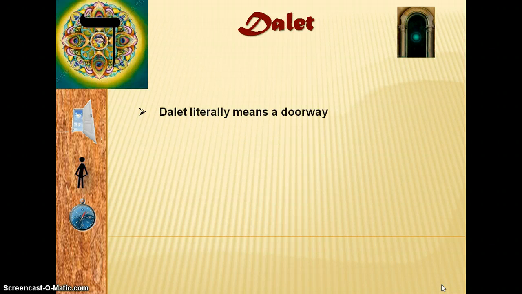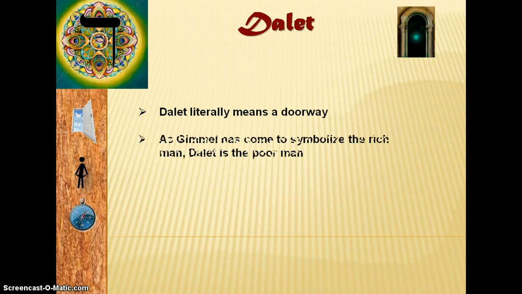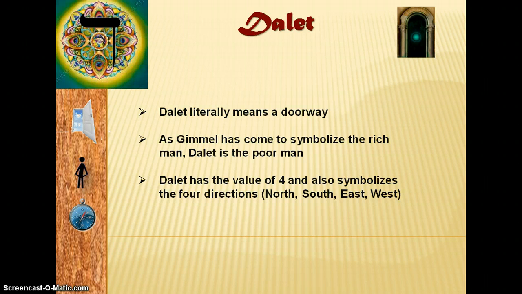Dalet literally means a doorway, and that doorway is the doorway to Yahweh's house. Gimmel, which has come to symbolize the rich man, is the opposite of Dalet, who is the poor man. Dalet has the value of 4, which also symbolizes the 4 directions: north, east, south, and west. Unlike Gimmel, who is the camel that can travel everywhere, who is the journeyer, the poor are expected to stand still. They are the exact opposite of Gimmel.